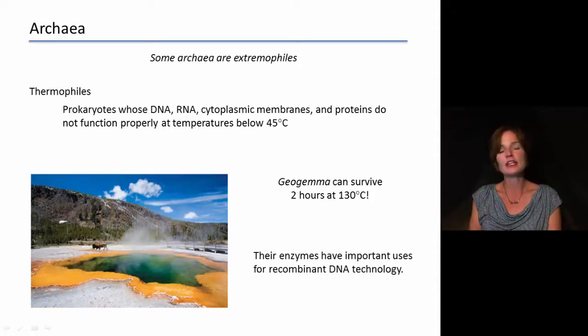Now, the benefit for some of these is that because they can survive at such high temperatures, they have enzymes inside of them that are designed to work at really high temperatures. And that has been used to the advantage of researchers because those enzymes can be used for recombinant DNA technology. In the lab, many times reactions need to be performed at very high temperatures, and here we have enzymes that are ready to work at those temperatures. So a lot of those enzymes are isolated and used for cloning and recombinant DNA purposes.